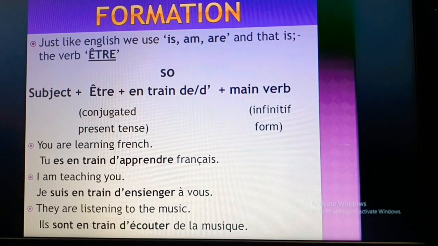So here are some examples. You can always pause the video. You can go back again, see the video again, see the topic again, and then move to the next one.